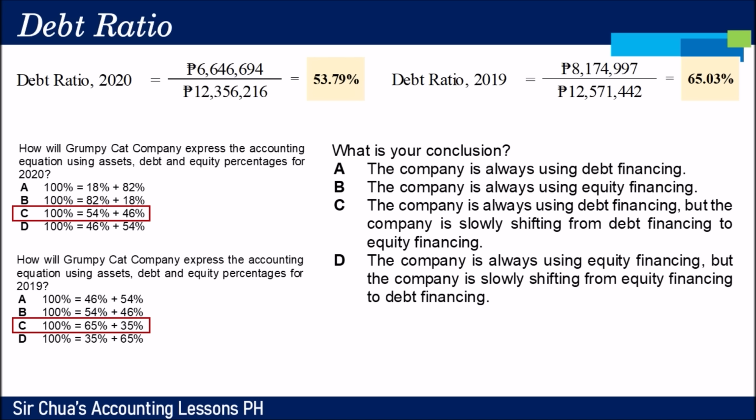Now, let's have another question. What will be your conclusion? Okay? Kasi, as you can see, in 2019, our accounting equation is 65-35, okay? While in 2020, it's 54-46. So letter A is the company is always using debt financing. Letter B, the company is always using equity financing. C, the company is always using debt financing, but the company is slowly shifting from debt financing to equity financing. And letter D, the company is always using equity financing, but the company is slowly shifting from equity financing to debt financing. Go.